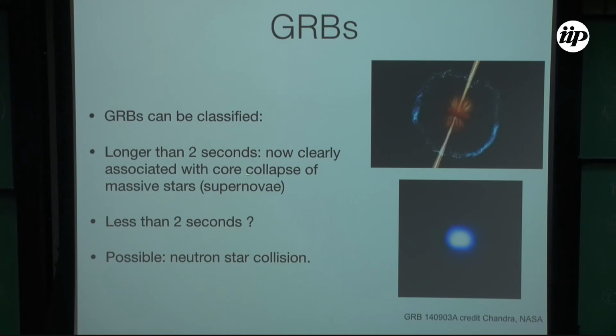And nowadays, we know very clearly that the longer GRBs are associated with core collapse of massive stars, so supernovae. And for the ones lasting less than 2 seconds, only very recently has it clearly been established that they are related to neutron star collisions. Although it was speculated, and some indications of it appeared a few years ago, in 2013, it wasn't clear. So it was a mystery for a long time.